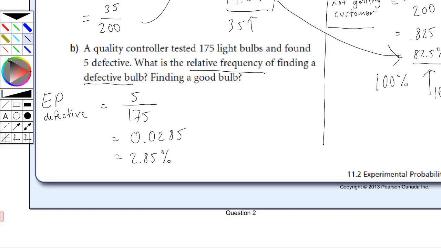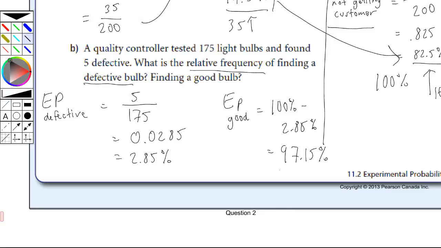Well, instead of going through all this for the experimental probability of a good bulb, we could simply do 100% minus 2.85%, which will give us 97.15%. So there was a 97.15% chance of finding a good bulb in this circumstance here.